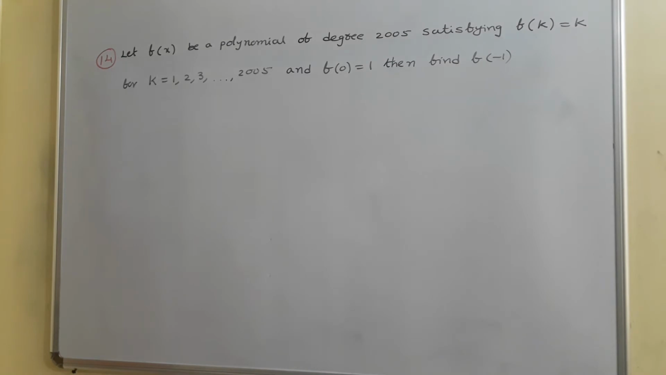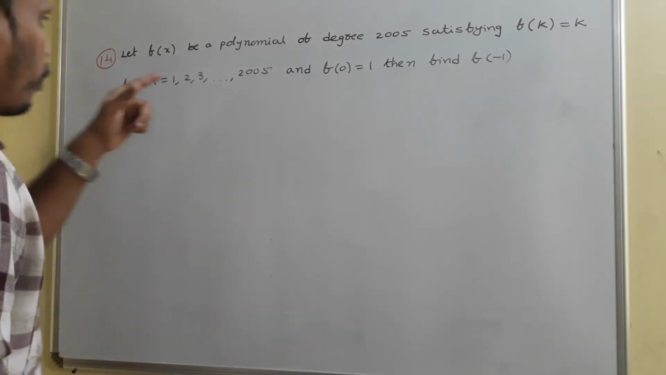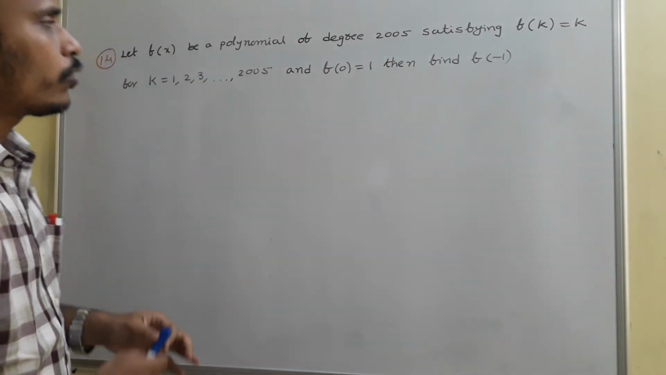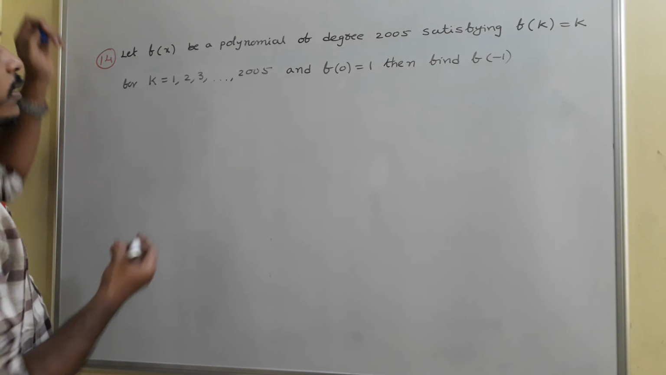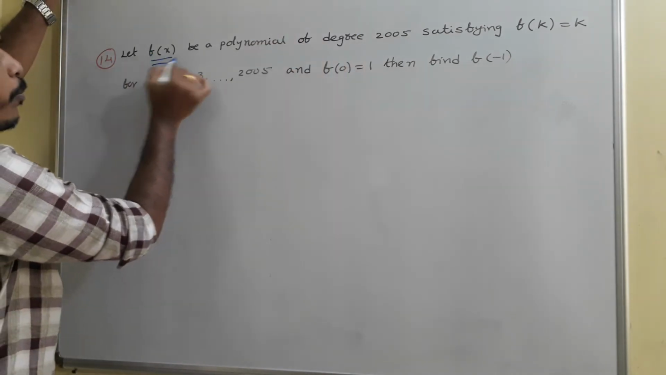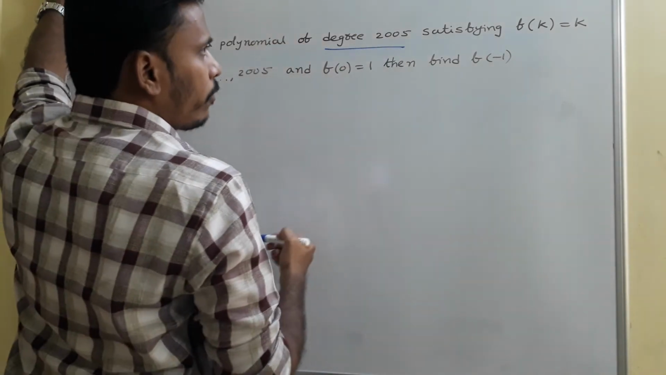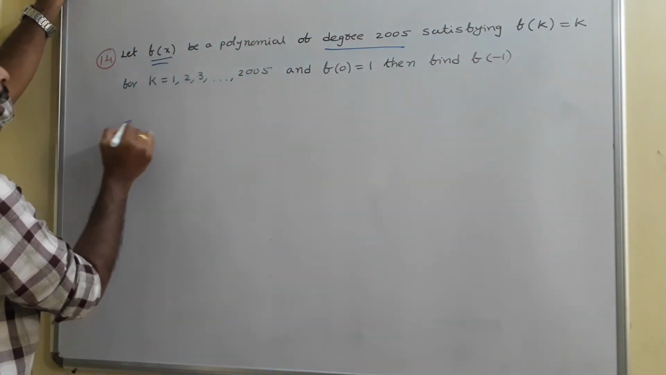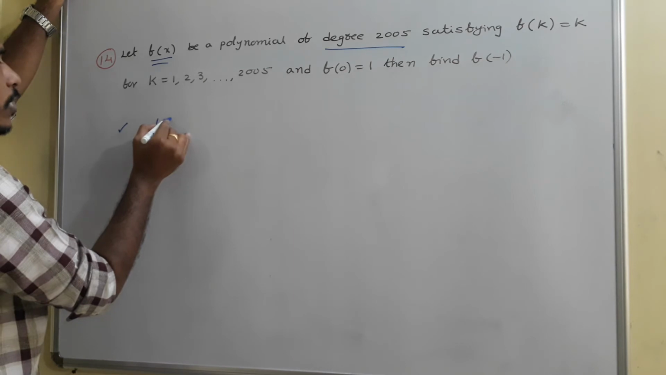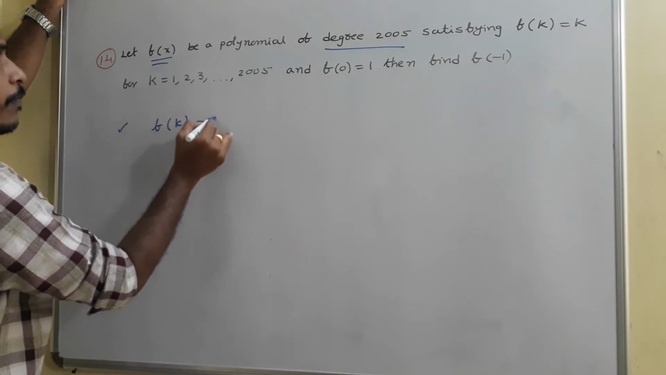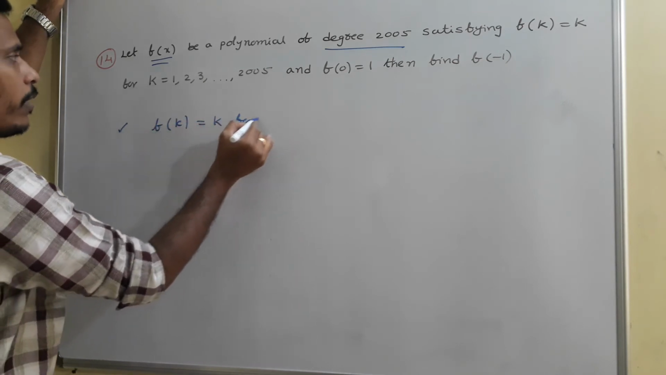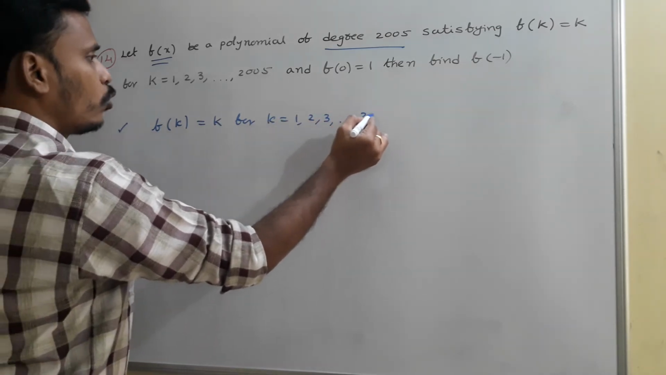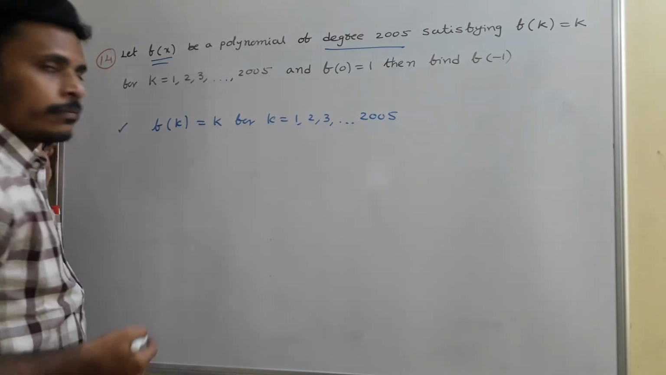So next, 14th problem. Actually in the previous class we discussed two different problems in the same way. Now this is the third one. See, f of x is a polynomial of degree 2005 and f of k equals k for k equals 1, 2, 3 and so on up to 2005. Very good.